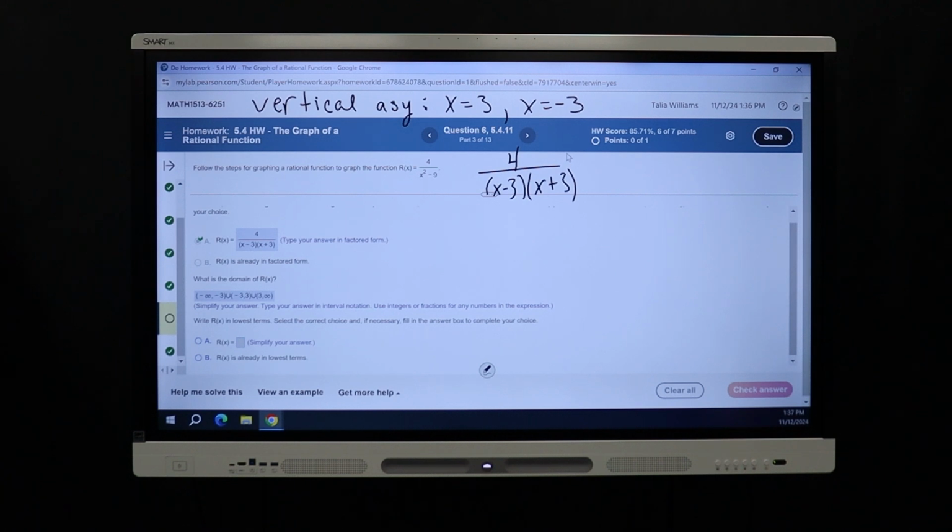Is it in lowest terms? Yes, because nothing matches each other on the top. It does not reduce anymore.